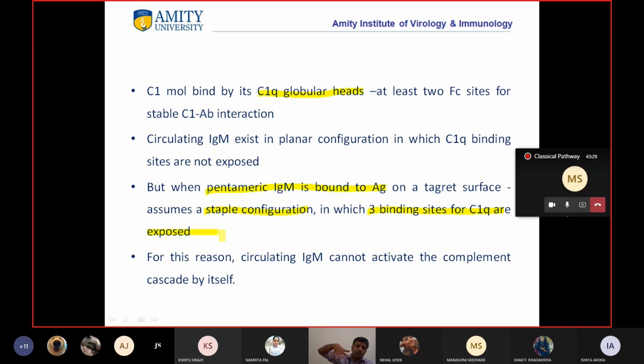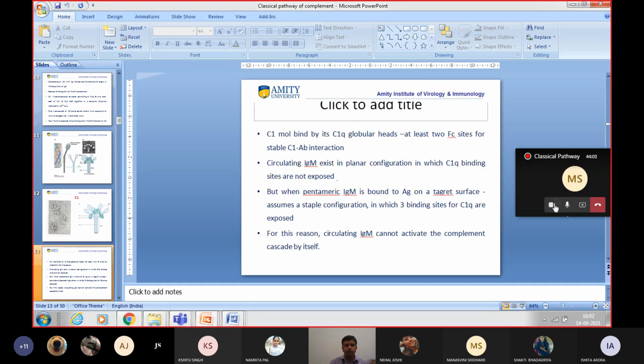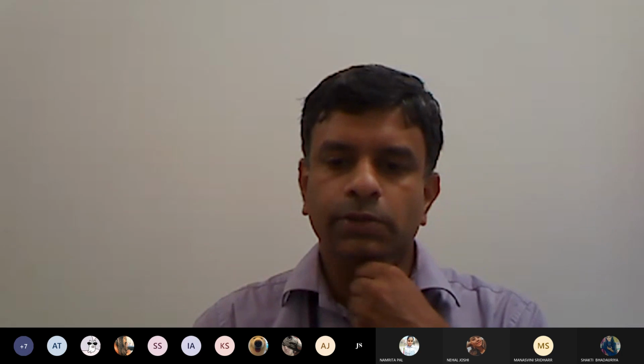Just for your imagination, imagine that this is a planar configuration, and when it binds, it assumes another shape, and because of this, a site is exposed where C1Q can now come and bind through its globular head. Okay, clear? Any questions? Any confusion? We will keep clearing this as we go. If you have any question, you can discuss.